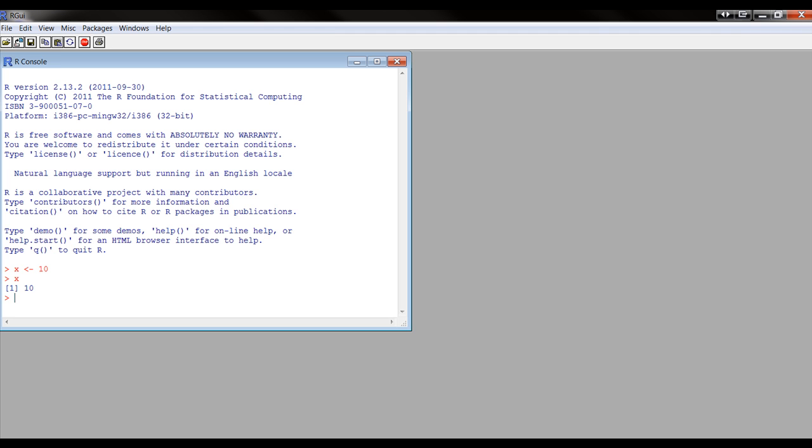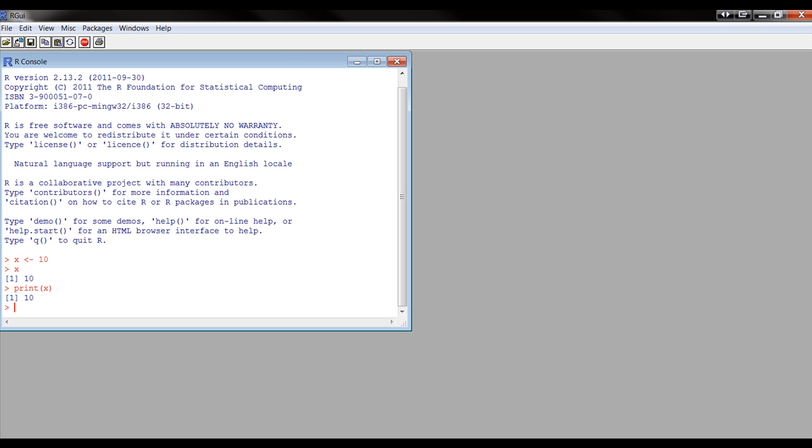And you can also do print. Let's see if this works. X. Yeah, that's the same thing, apparently.